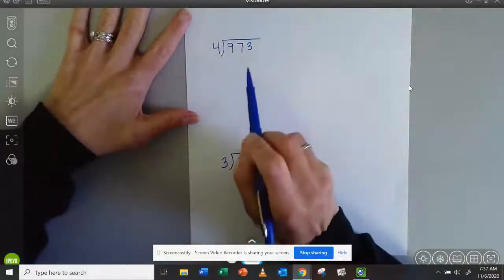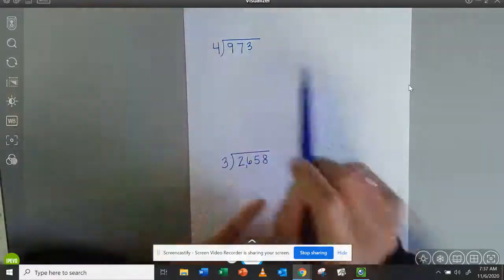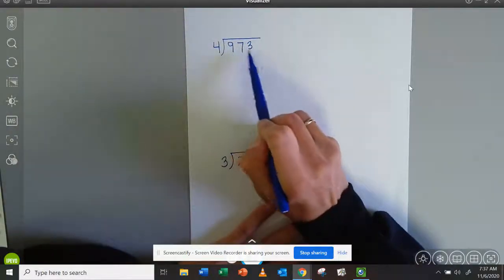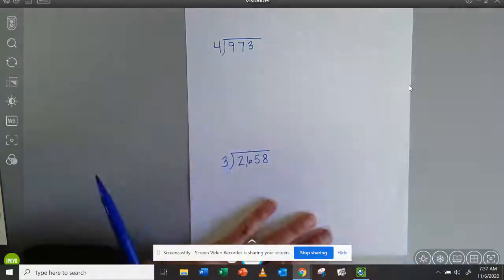So for this one, I have 973 divided by 4. Of course, I'm looking for my quotient, and I have 973 as my dividend. 4 is my divisor. My quotient is going to go up here on top of the house.